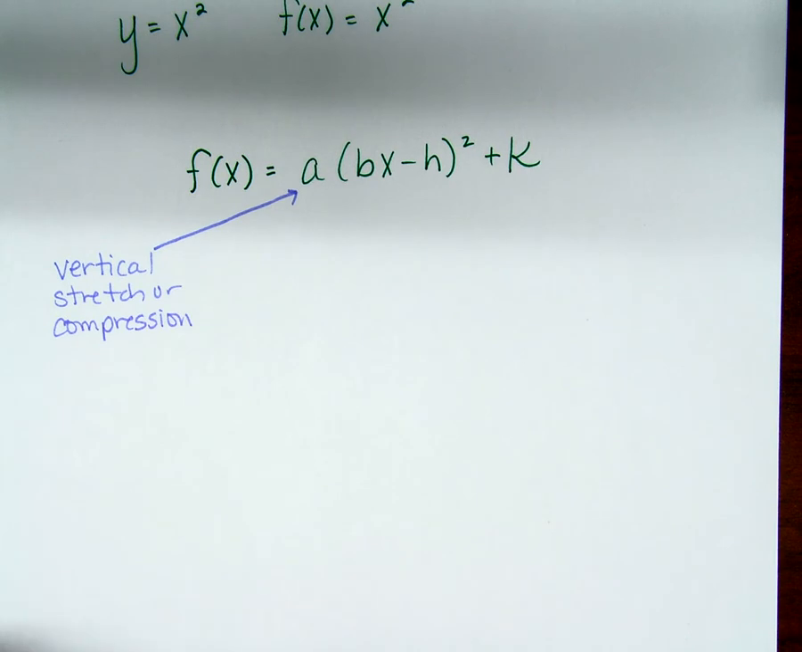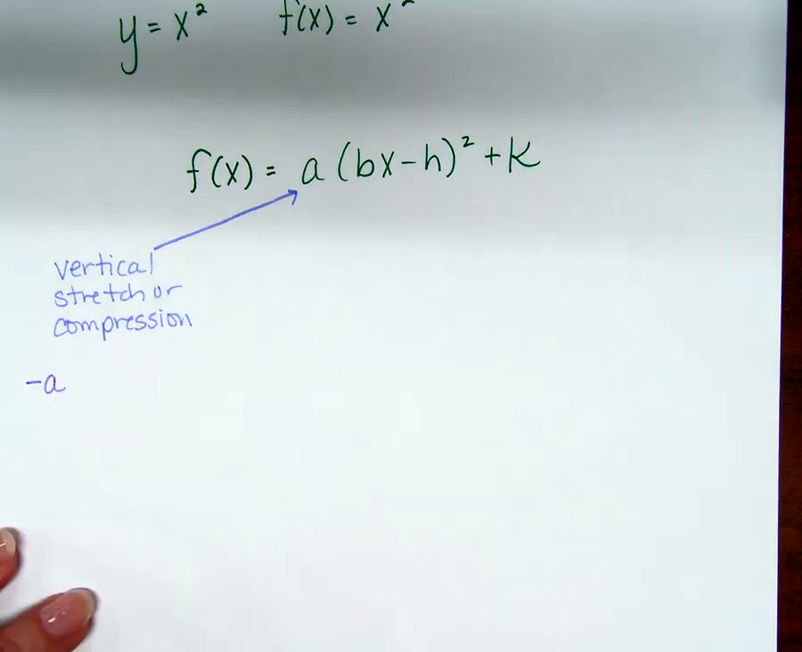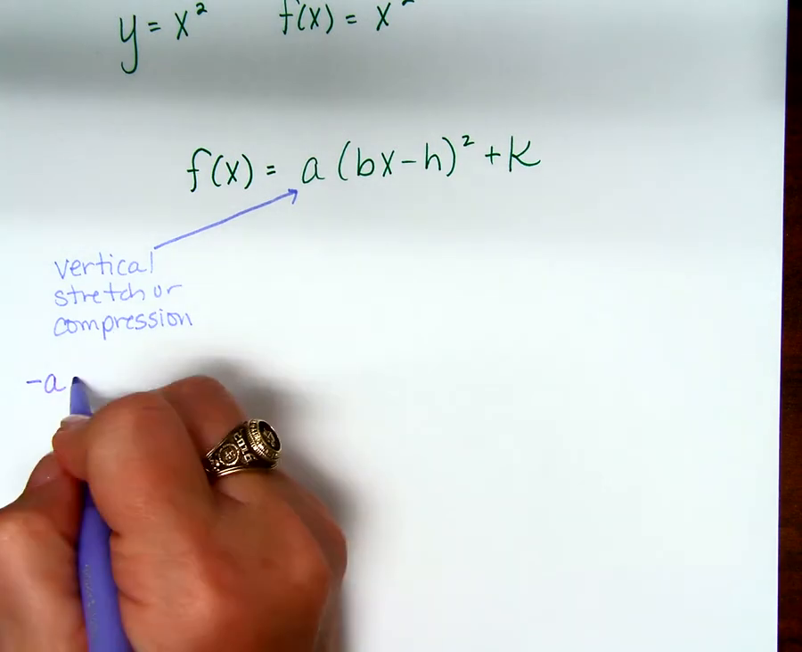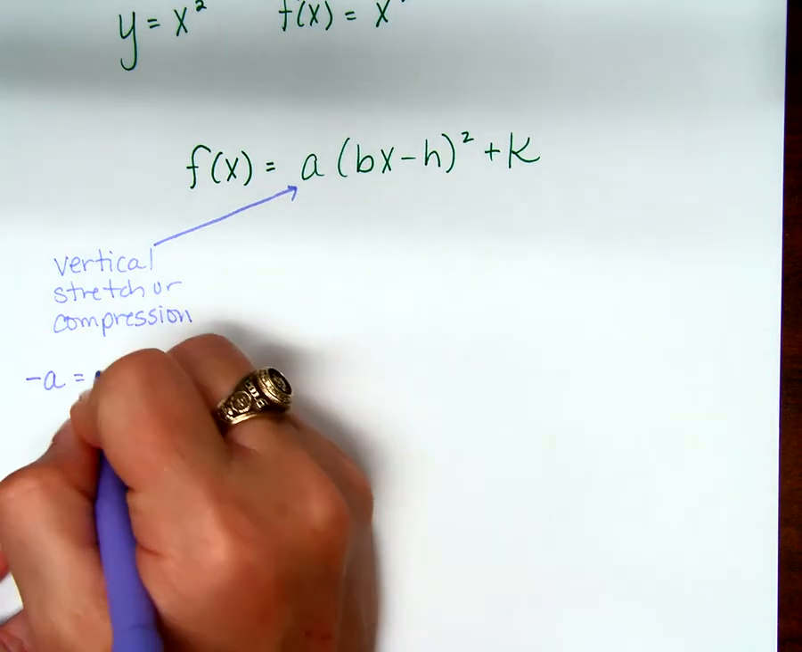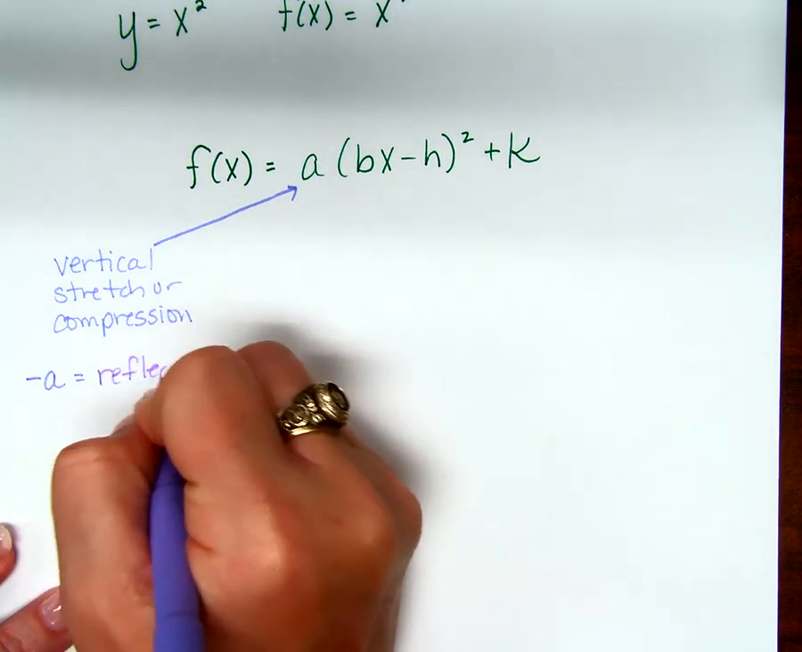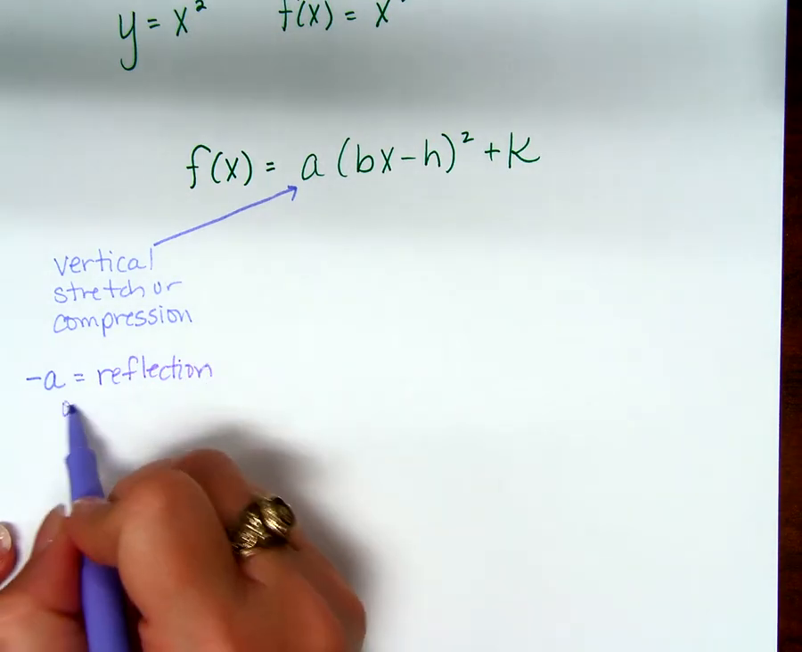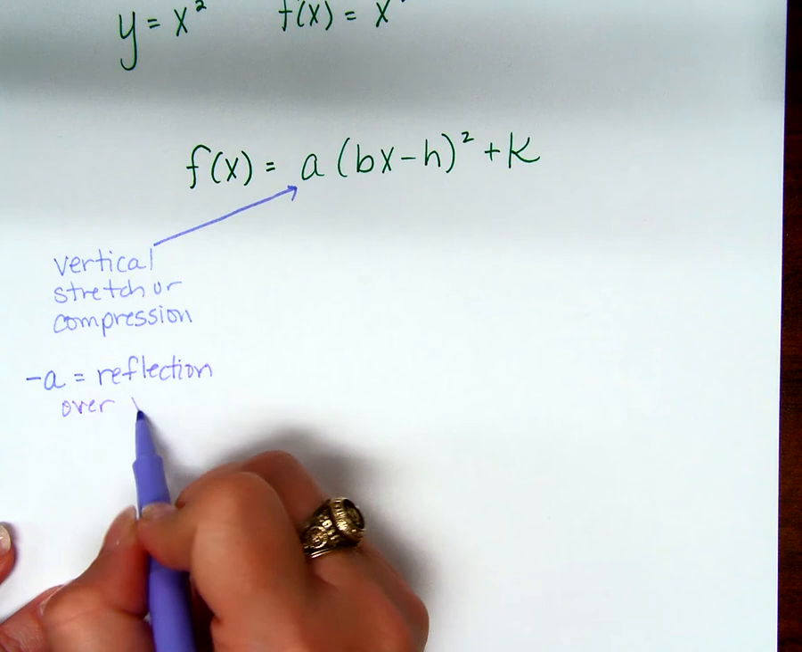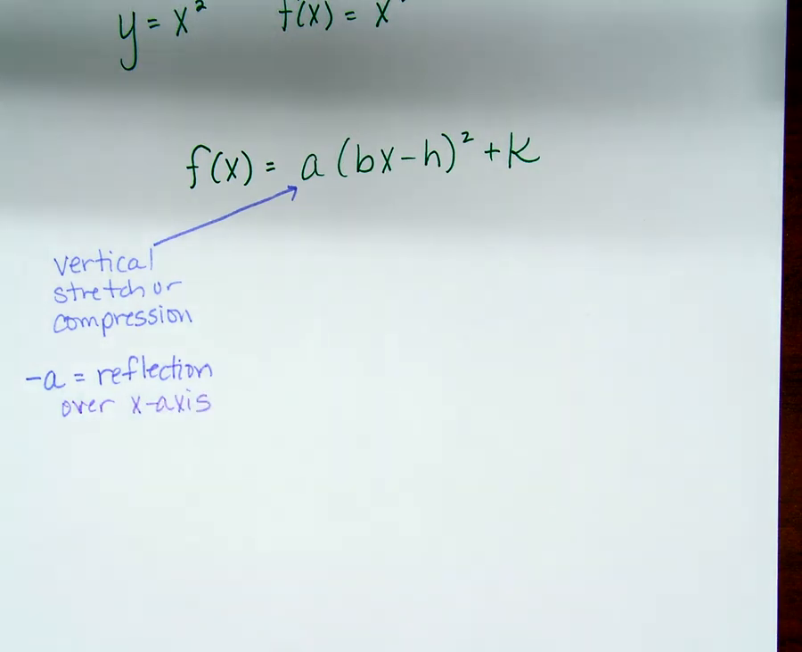Guys, what other kind of change can A cause? What happens if A is negative? It is a vertical change. You're showing me the right thing with your hands. What is it? Yeah, it's a reflection. Reflection over what? Causes a reflection over the x-axis. Okay?